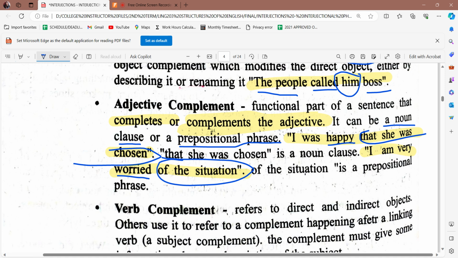And if you are really confused, ma'am, I really don't understand, okay, just look at the structure of the sentence. Look, that is a preposition. So from that preposition until the last word, that is what you call a prepositional phrase. If it starts with a preposition, and it talks about or complements the adjective, that is the adjective complement. I hope you understand.